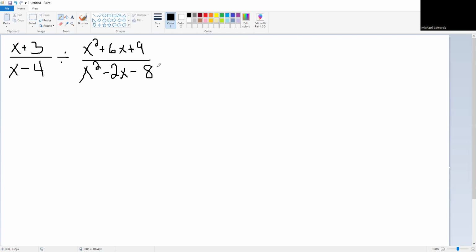All right, we need to factor out these trinomials before we can even start. I mean, we could go ahead and set it up as multiplication. So this would equal x plus 3 over x minus 4, times, we take the bottom one and write it on top, x squared minus 2x minus 8. And then we take the top one, write it on the bottom.